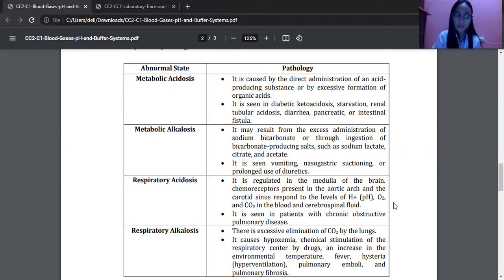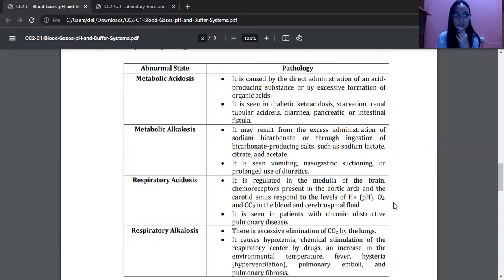So first one, we have metabolic acidosis, which is mainly caused by the direct administration of acid-producing substances such as ammonium chloride or calcium chloride, or the excessive formation of organic acid seen in diabetic ketoacidosis and starvation. As well, it is also seen in reduced excretion of acids seen in renal tubular acidosis, and the excessive loss of bicarbonate seen in diarrhea or pancreatic or intestinal fistula. So for metabolic acidosis, there is a loss of bicarbonate.